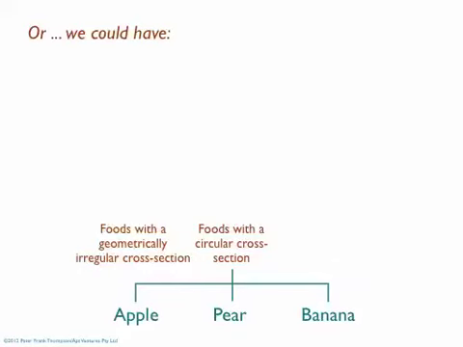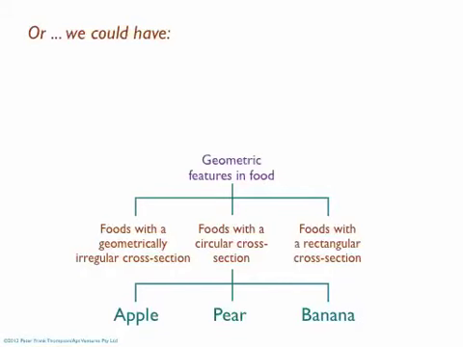Other things in this group could be foods with a geometrically irregular cross-section, or foods with a rectangular cross-section. And now we're looking at geometric features in food. Maybe it's a little off the wall, or a little from left field, whatever metaphor you want to use, but up to a point it's reasonably consistent in its logic.